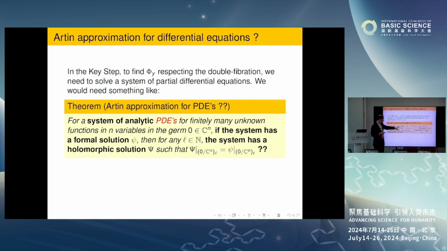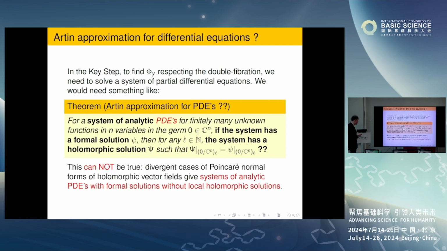So for a system of analytic PDEs, for finitely many unknown functions in a germ at one point, suppose the system has a formal solution, then can we find a holomorphic solution which approximates the given formal solution to any order we want? Now, if this was not PDE, but just analytic equations, then this is precisely Cartan approximation theory, which is true. But now we ask not just a system of analytic equations, but a system of analytic PDEs. That's the difference. And the answer is no.